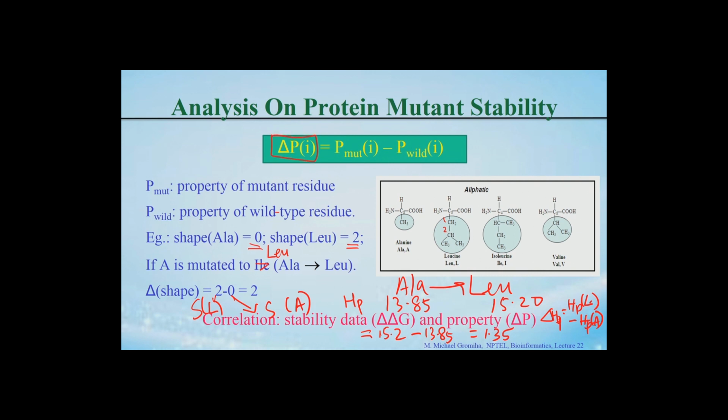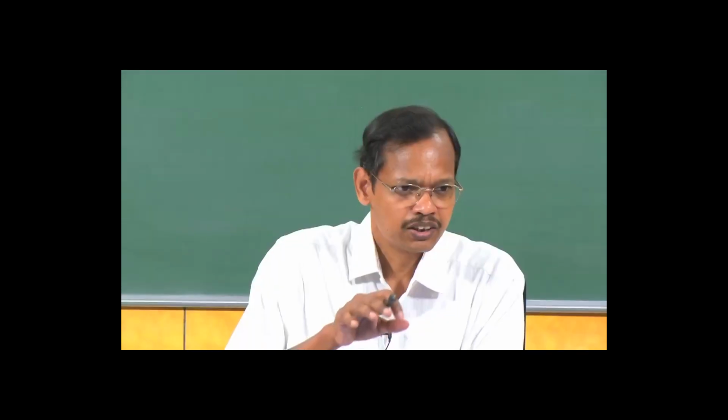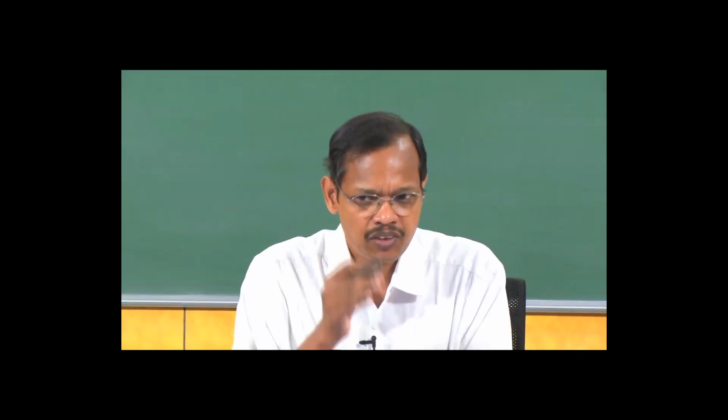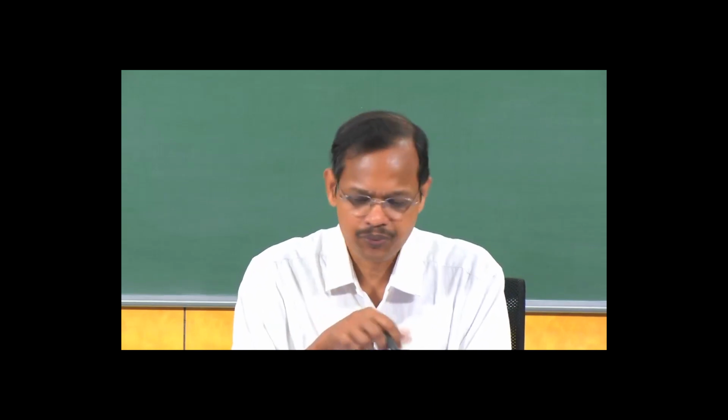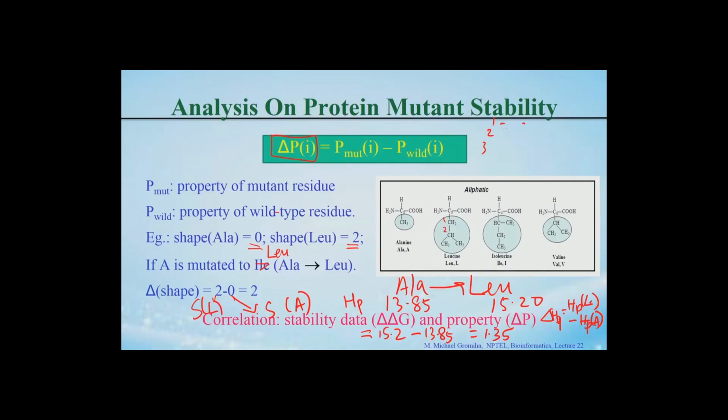Now if you have 100 mutants, take any particular property, for example hydrophobicity. For the 100 mutants you can calculate delta Hp, and you know the delta G. You take the hydrophobicity, you have the values Hp1, Hp2 and so on. If you take the difference, this will be delta Hp. So you have 100 data for the free energy, 100 data for the properties, and you can take the correlation. This will tell you whether this property is related with the stability or not.